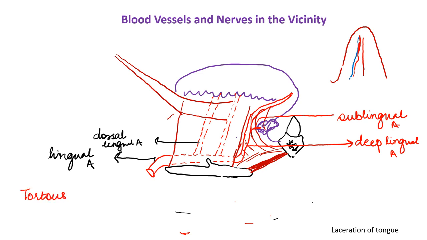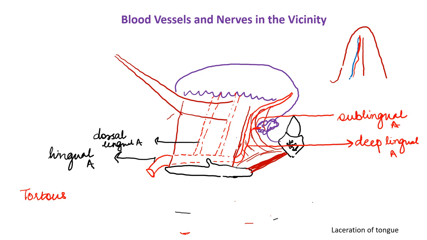It is one of those vessels which are tortuous, and the reason for this tortuosity is that it is supplying a mobile organ. The other blood vessels which you saw were tortuous in this vicinity were the superficial temporal and the facial arteries. These are all tortuous blood vessels. So one more example of a tortuous blood vessel would be the lingual artery, and it gives rise to the dorsal lingual artery branches, the sublingual, and continues as the deep lingual artery towards the apex.